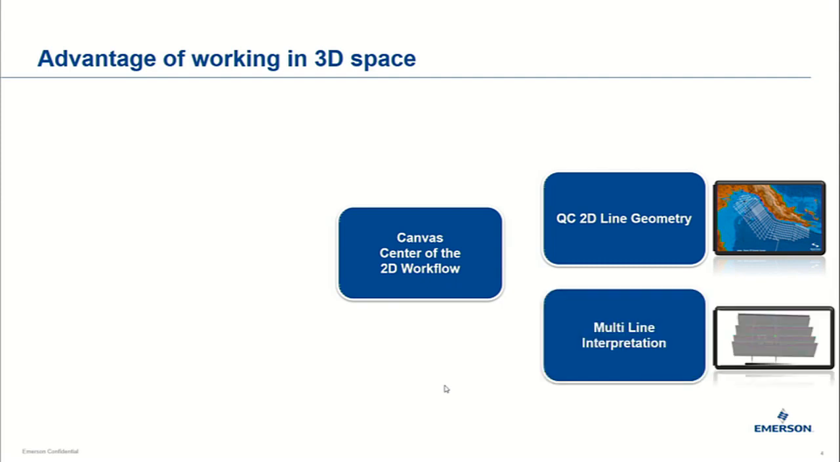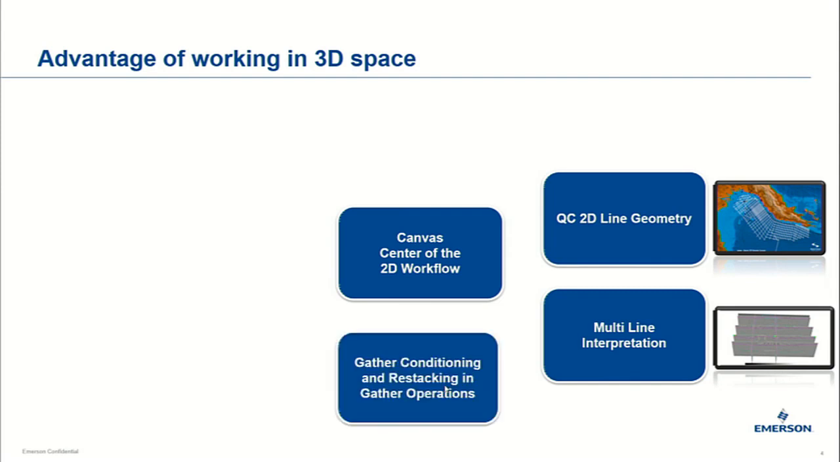You can also do multi-line interpretation in one go, because otherwise, if I do one line and then another line, sometimes I'm not sure where this horizon actually finishes and where the other one starts. We can also do gather conditioning within 3D Canvas, which means, for instance, TOPI, or FK filter, NMO, and so on and so forth, and then restacking on the fly and displaying straight away on your visualization tool.